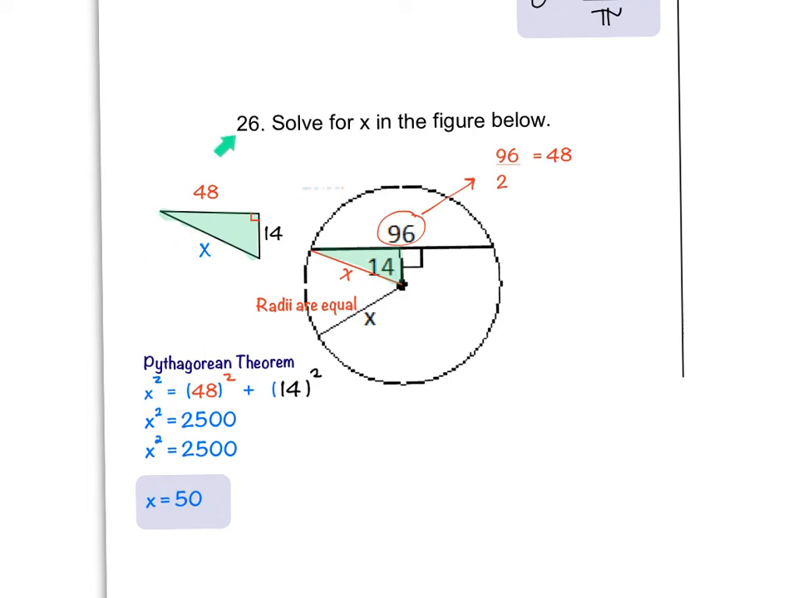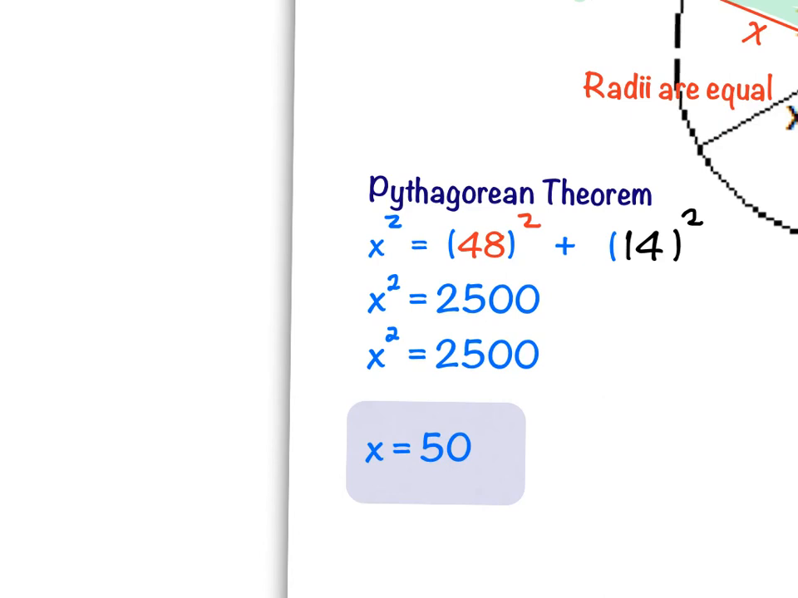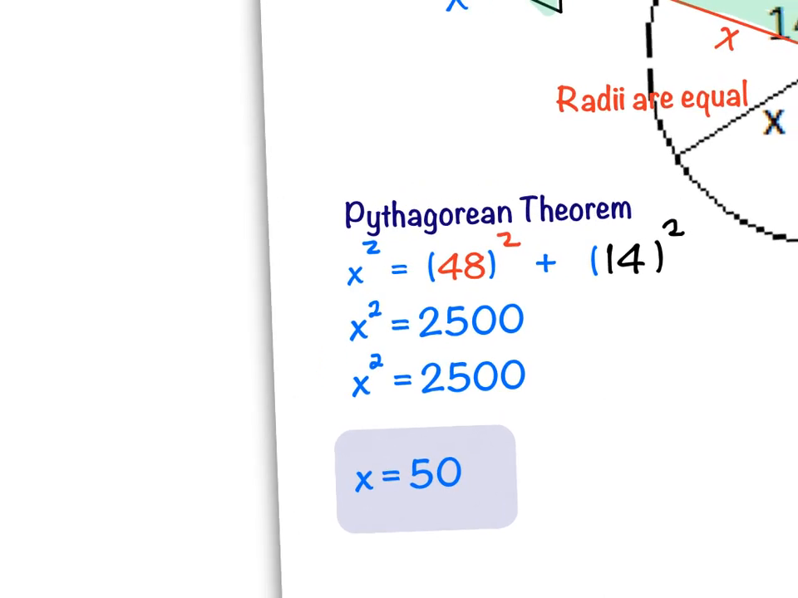Now I have a right triangle, which I'm going to use the Pythagorean theorem on. So the hypotenuse squared is equal to 48 squared plus 14 squared. And all of this becomes 2,500. So if I take the square root of both sides, I end up with x is equal to 50. And I'm going to show you the square root here on both sides, so that you can see what that looks like. Here it is, square root and square root.